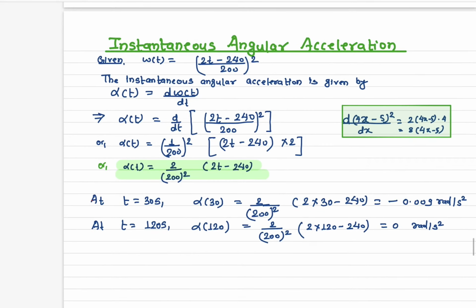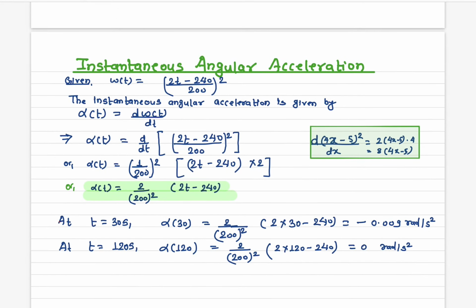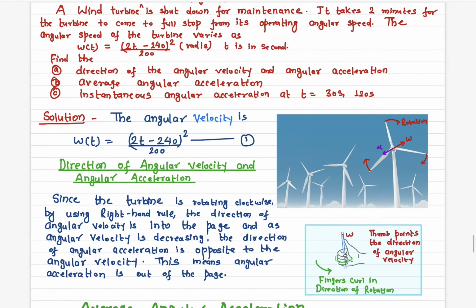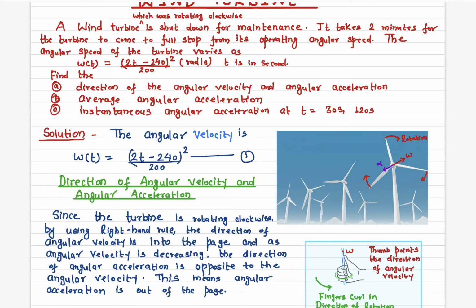So this is how you calculate the instantaneous angular acceleration, average angular acceleration, and direction from the angular velocity information. If you are given the angular velocity variation with time, you should be able to calculate all the information.